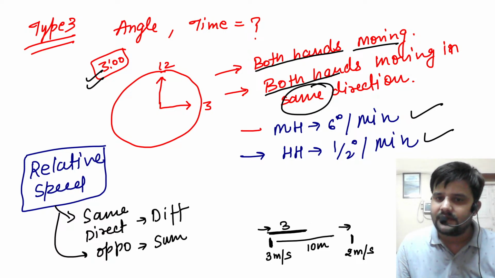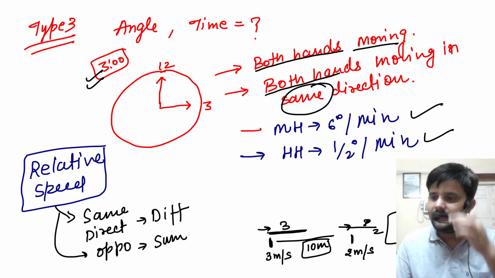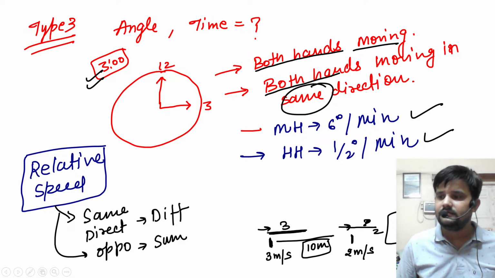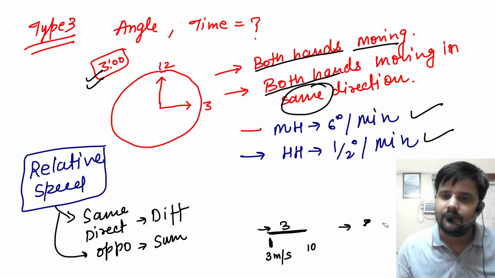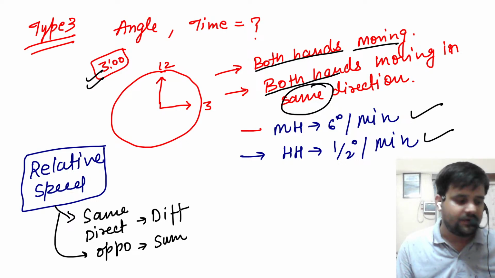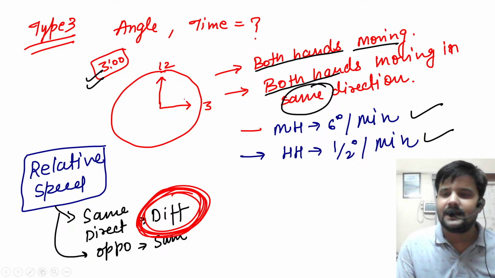But this second person will cover 2. So the 10 meter distance which was between them earlier will become 9, and after 2 seconds it will become 8, then 7. So the distance gets reduced. Just like that, when the direction is the same and two objects are moving, the relative speed is just the difference of the speeds. Here also the two needles are moving in the same direction, so the relative speed would be the difference of the speeds.